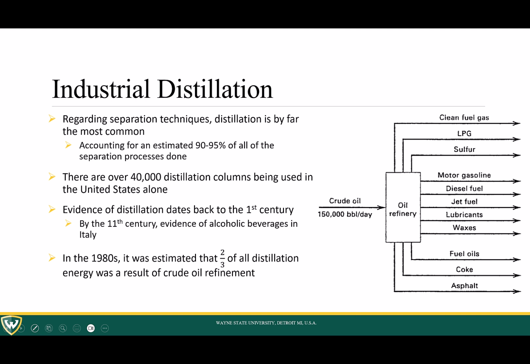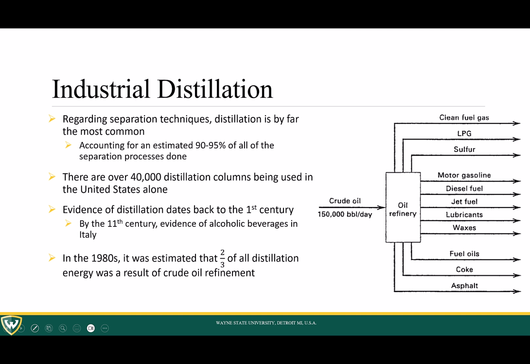So in industry, distillation is by far the most common separation process. When we talk about different separation processes and techniques that chemical engineers use, distillation accounts for approximately 90 to 95% of all separation processes done. So it's easily the most common, most familiar, and most studied. In the United States, there are over 40,000 distillation columns being used. We have evidence of distillation columns being used as far back as the 1st century, and there's evidence that by the 11th century it was used to ferment alcoholic beverages in Italy.